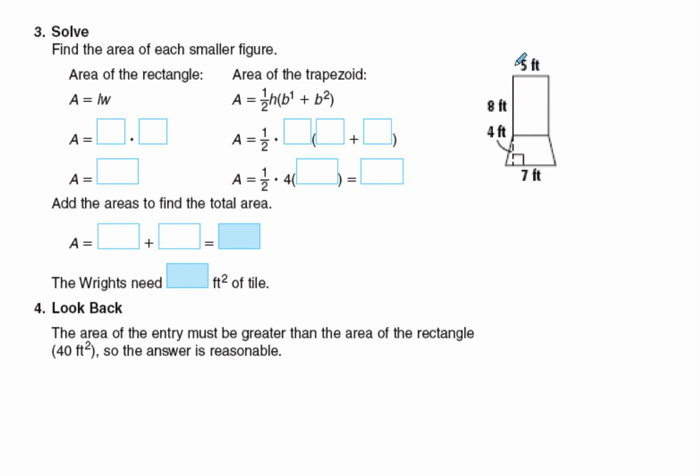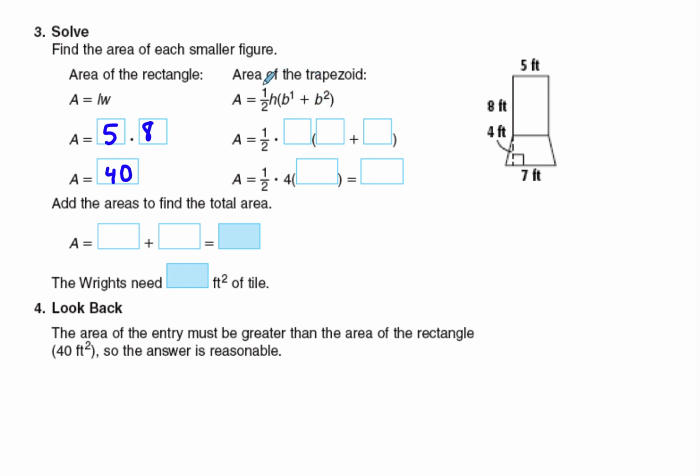Let's start with our rectangle. So the rectangle is the top part. We do length times width, and again, length times width or base times height, it's really the same thing, they have to form a right angle, and we can see that 5 and 8 do. So 5 times 8, area is going to be 40 for the rectangle.